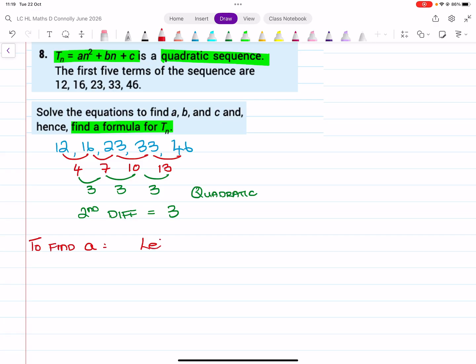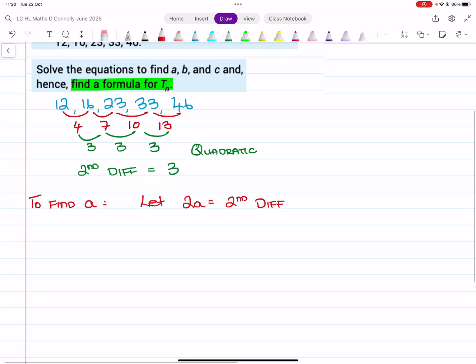Okay, so first thing we need to do is we need to find A. And to find A, we let 2A equal the second difference. Okay, so 2A equals 3. So then to isolate the A, we divide by 2. So A is 3 over 2.